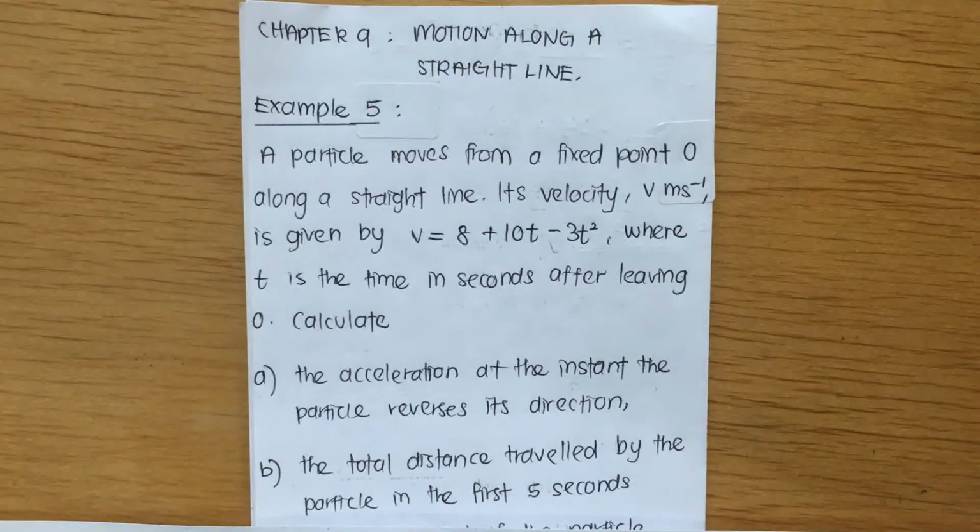Okay, let me read the question now. A particle moves from a fixed point O along a straight line. Its velocity v meter per second is given by v equals 8 plus 10t minus 3t square, where t is the time in seconds after leaving O. Okay, let me pull the paper up.